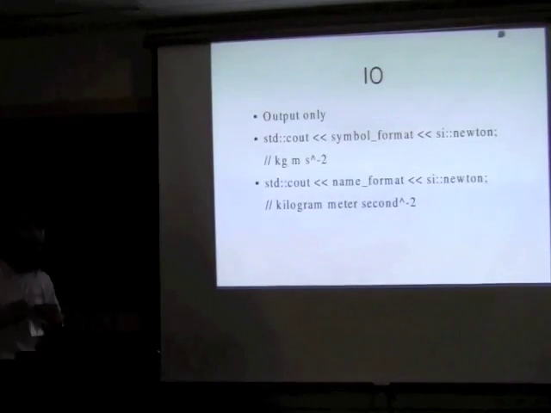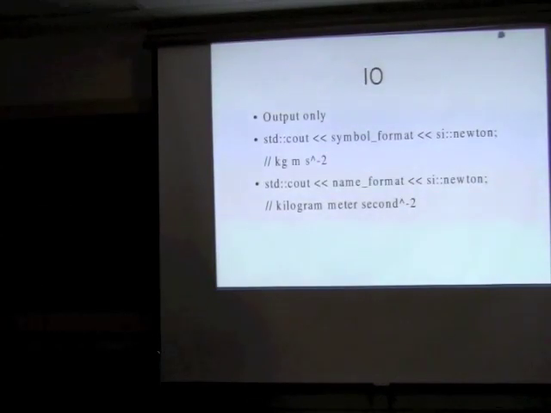Now, for I/O, we only allow output. We didn't really want to deal with parsing units since that's kind of a complex task, and the library is already quite big enough. So there are a couple of options for how units are printed. You can use this symbol format, which uses the brief abbreviations kg, m, s, or you can use the name format, which spells out the names of the units in full.